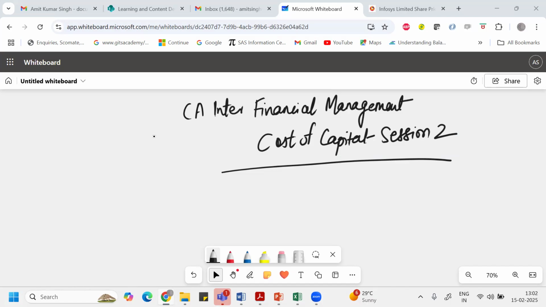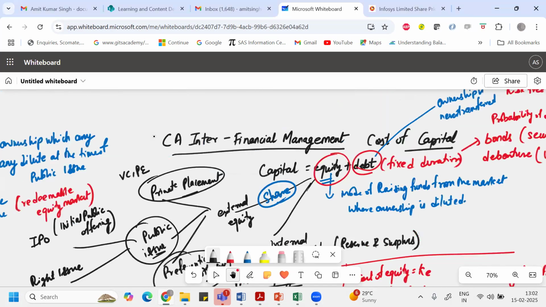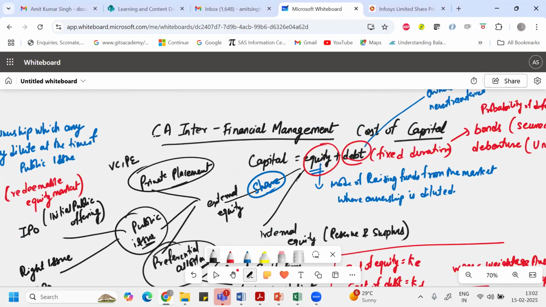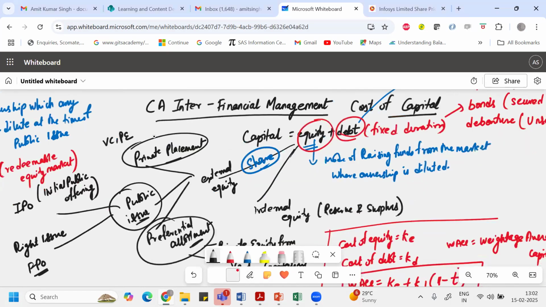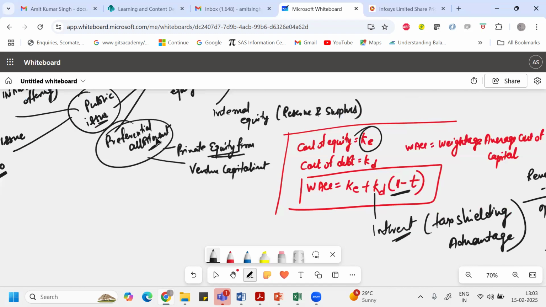In the previous session, I introduced the term capital and spoke about equity and debt. I discussed the features of equity and debt, and I mentioned the cost involved in raising funds by equity, which we call cost of equity, and the cost required to raise funds by debt, which we call cost of debt. The sum total of cost of equity and cost of debt will give you WACC or cost of capital.